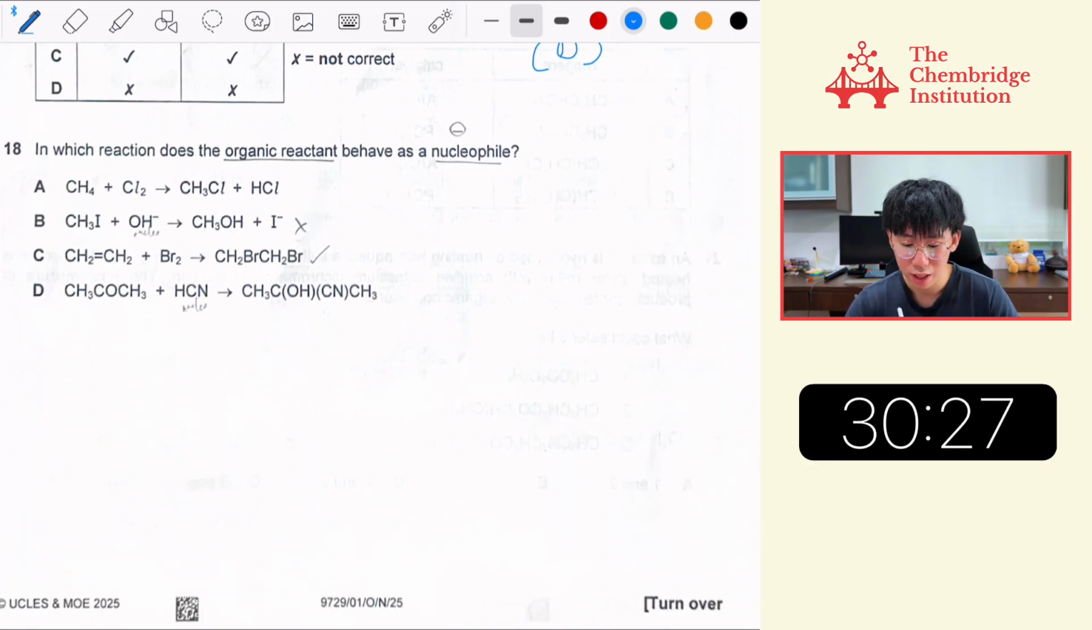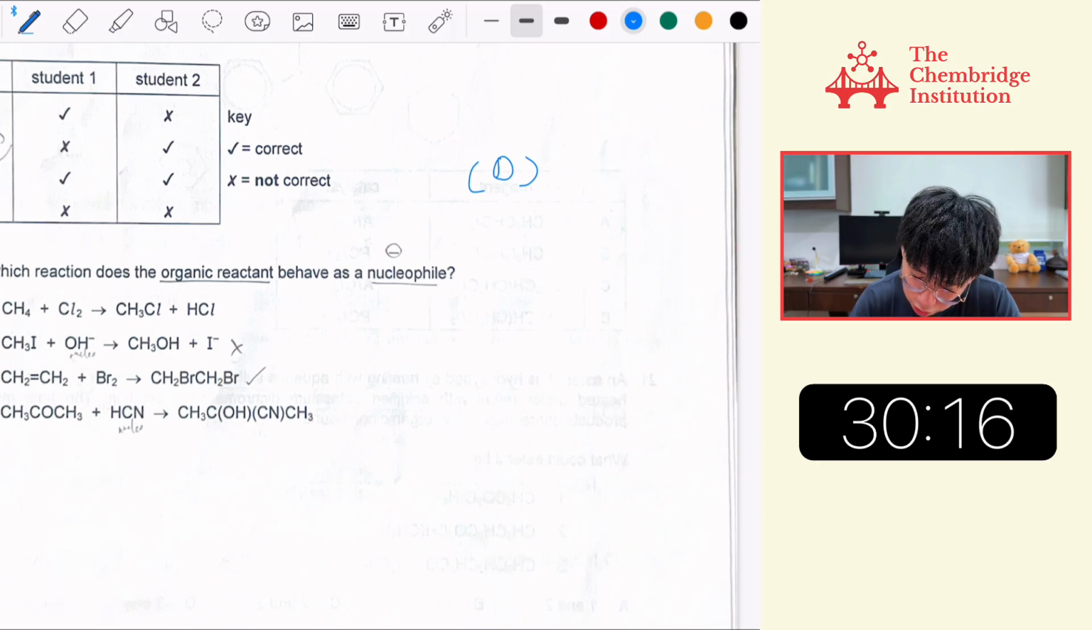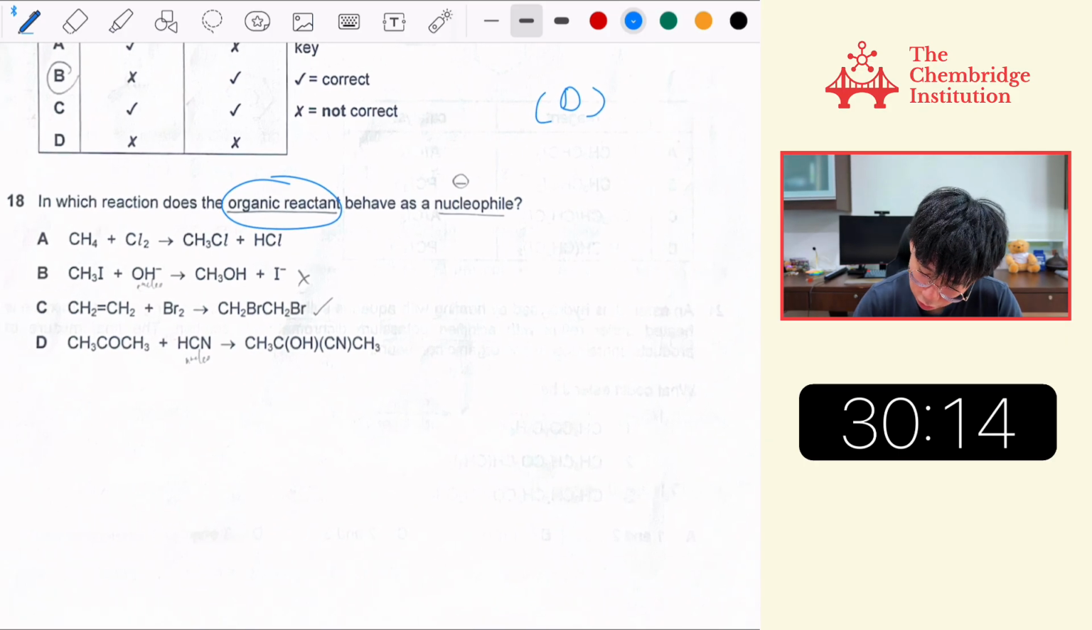Yeah. 18. In which reaction does the organic reactant behave as a nucleophile? The organic reactant behaving as a nucleophile, okay, it has to be the organic reactant. So if you look at A over here, this is a substitution, no way. It's free radical substitution, there's no nucleophilic. Here is nucleophilic substitution, but this isn't the nucleophile, this is the nucleophile, so this is wrong.